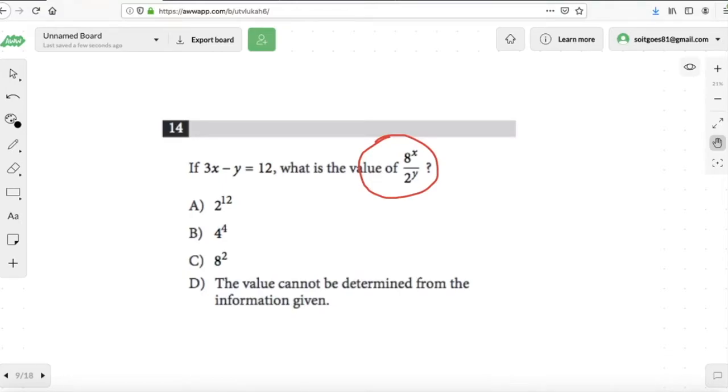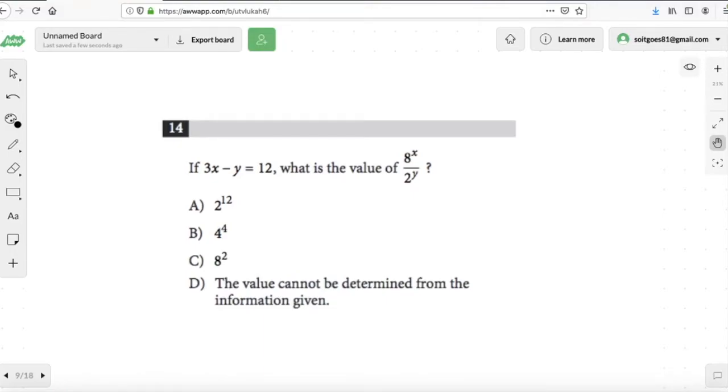I ain't going to lie, the algebra on this is very tricky. It's very tricky. I might go over it here in a minute. But again, we can simplify this by plugging values in place of the variables. So we need values for x and y. Remember, we've got to work within the limits of the question here.